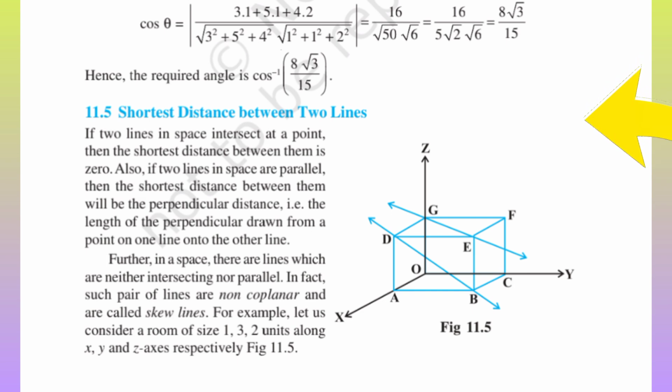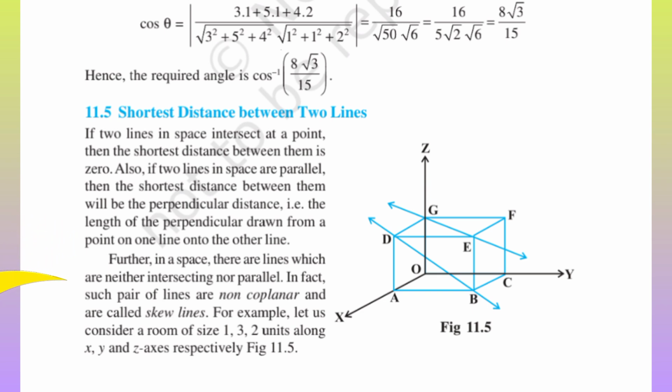11.5 The shortest distance between two lines. If two lines in space intersect at a point, then the shortest distance between them is 0. Also, if two lines in space are parallel, then the shortest distance between them will be the perpendicular distance, that is, the length of the perpendicular drawn from a point on one line onto the other line. Further, in space there are lines which are neither intersecting nor parallel. In fact, such pairs of lines are non-coplanar and are skew lines.